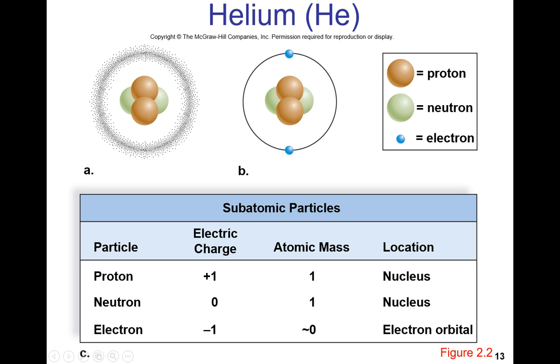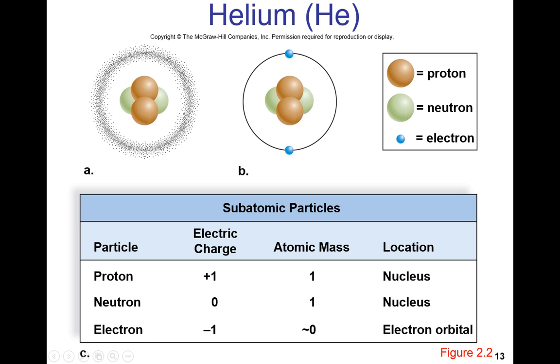So if we look at a representation of the helium atom, this central location represents the nucleus, and we see we have 2 protons and 2 neutrons represented here. That's going to have an overall positive charge because of the protons.